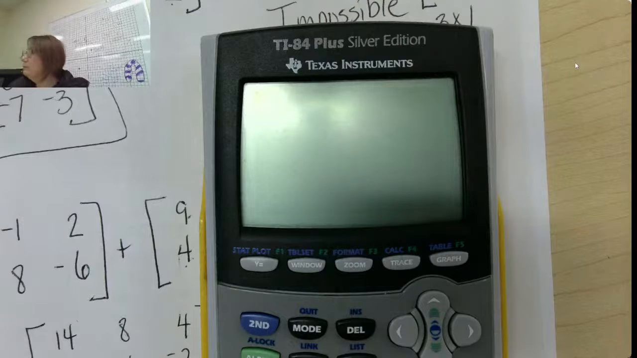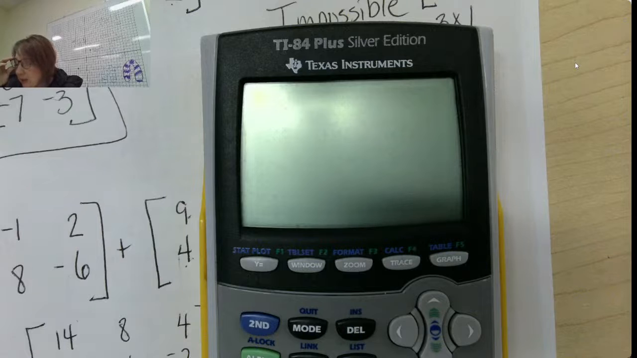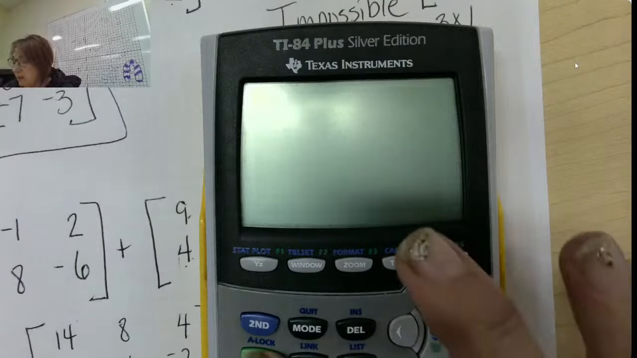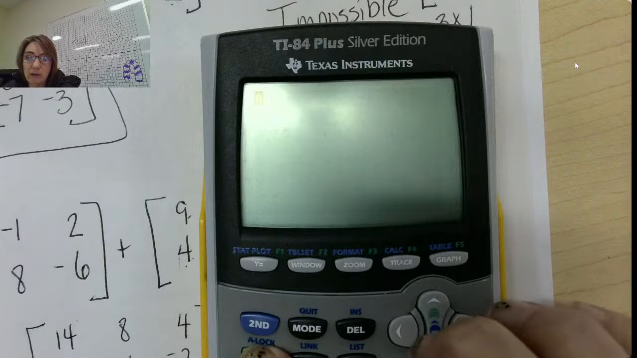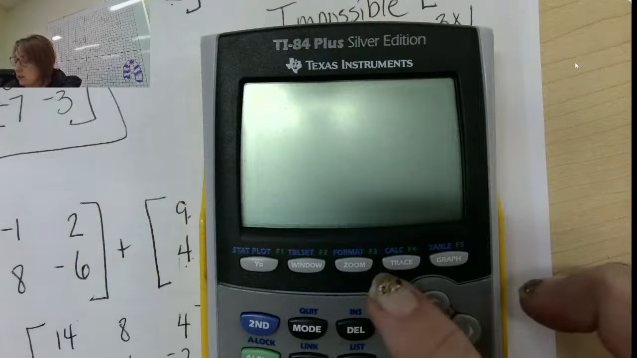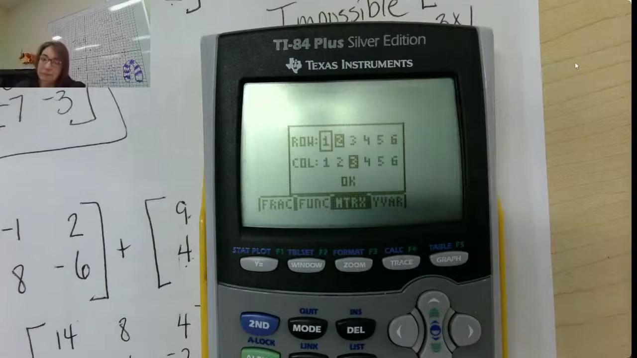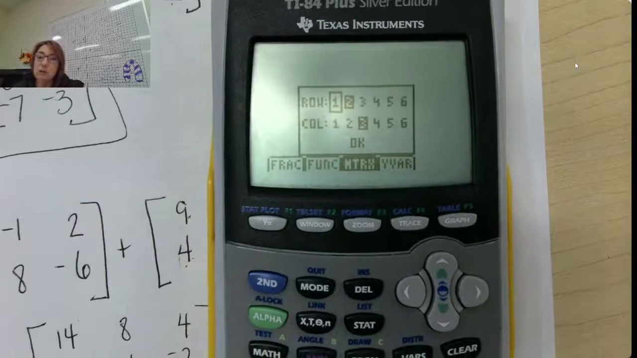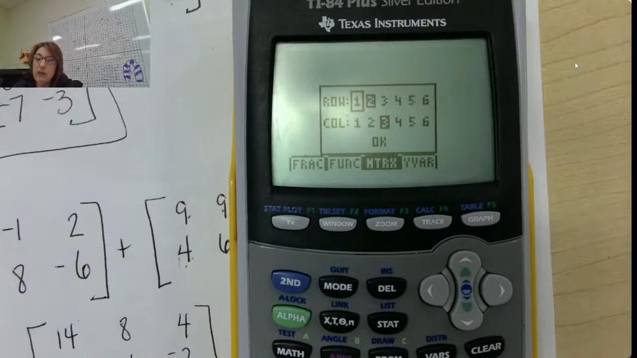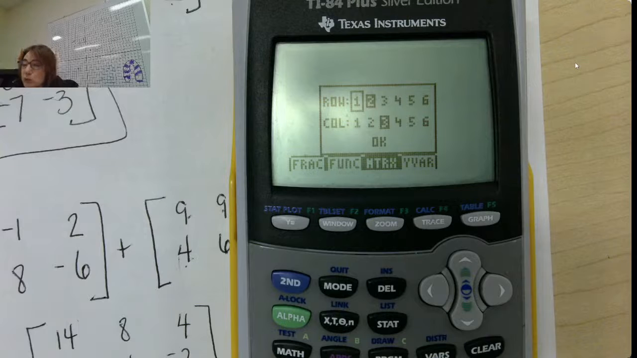I'll show you in a minute. Okay, so if you hit the green alpha button on your calculator, you've got to turn it on. Then you hit zoom. You get this. So this alpha zoom is what that is.